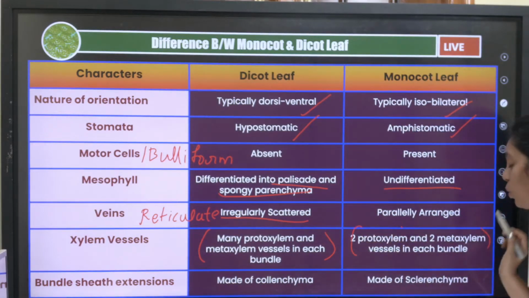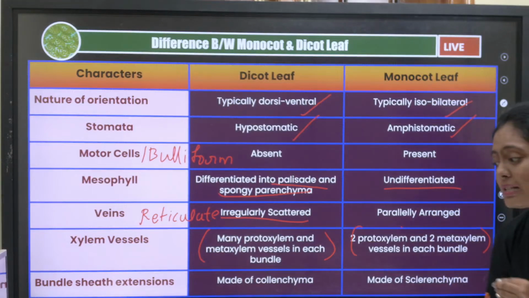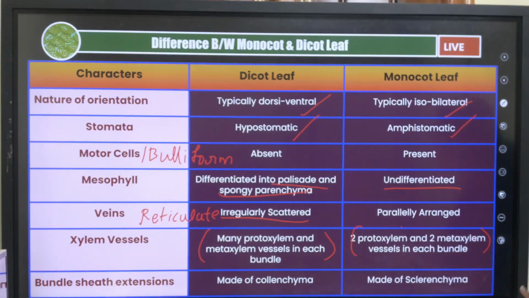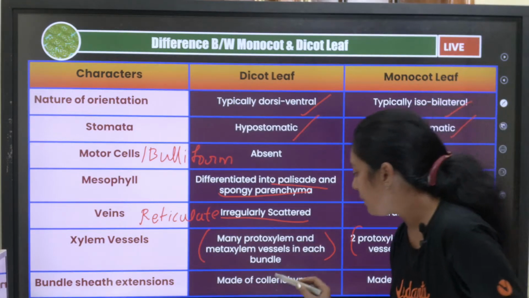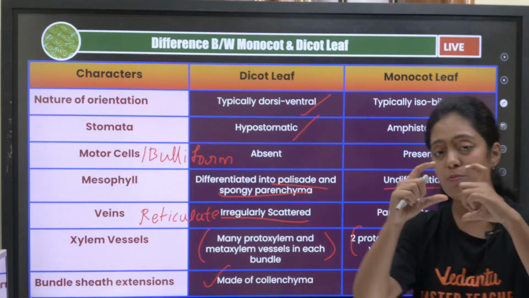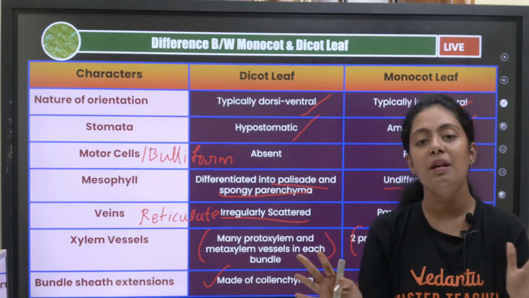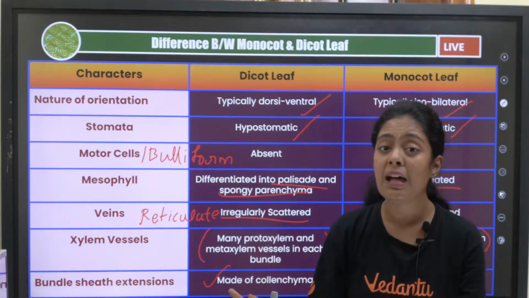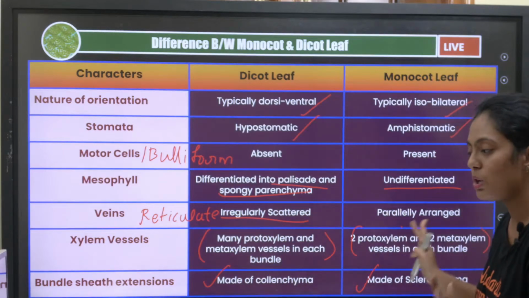Here it is only 2 protoxylem and 2 metaxylem that is present in each bundle. Okay, what is the bundle sheath made up of? It is made up of collenchyma. What is the bundle sheath extension made up of? It is made up of sclerenchyma. That's all, friends. If you understand these snapshots and the differences clearly, you can answer n number of questions that can be asked from this particular topic.